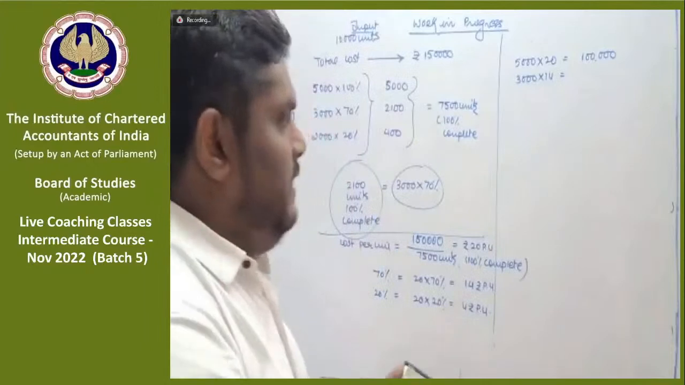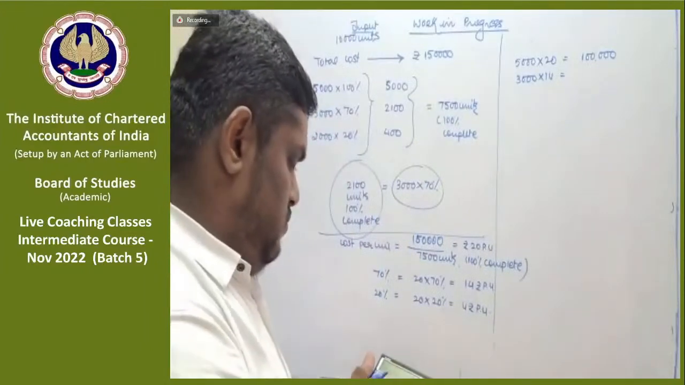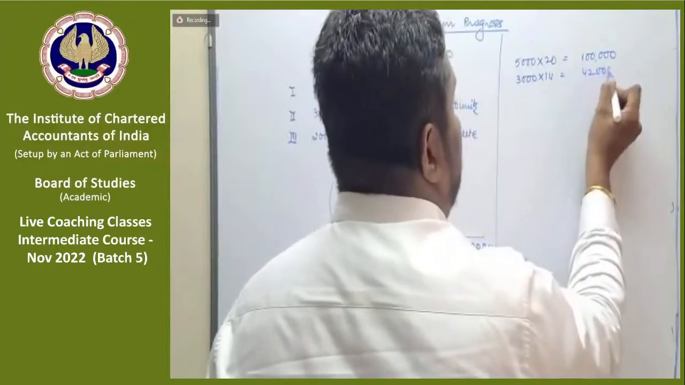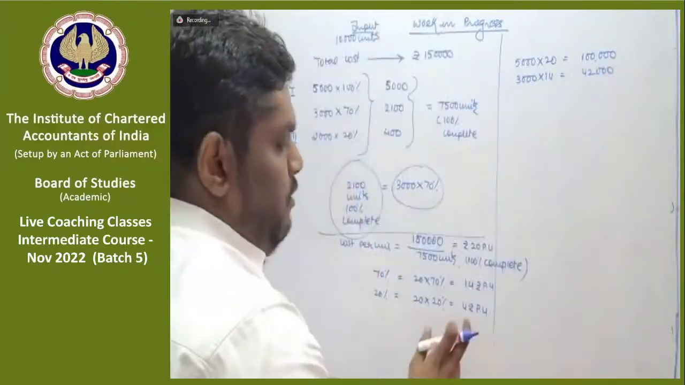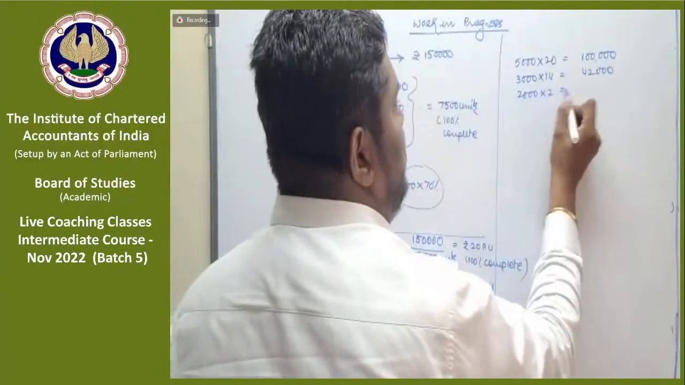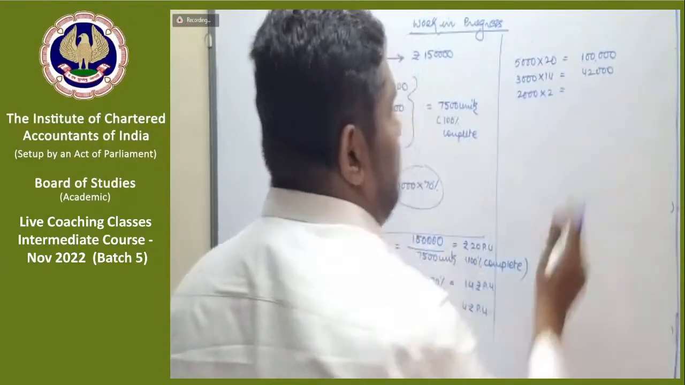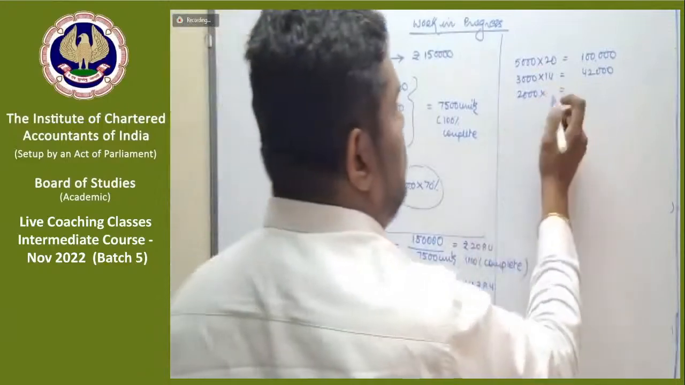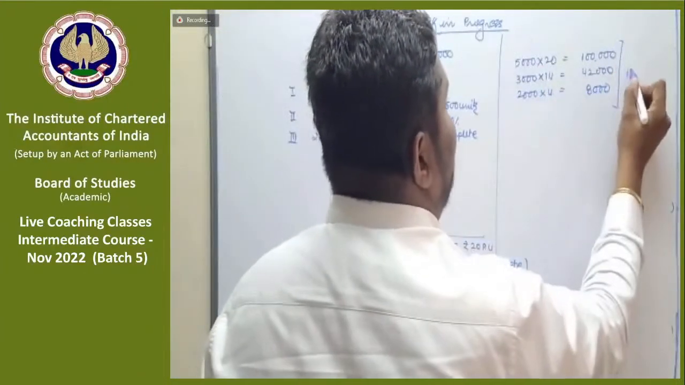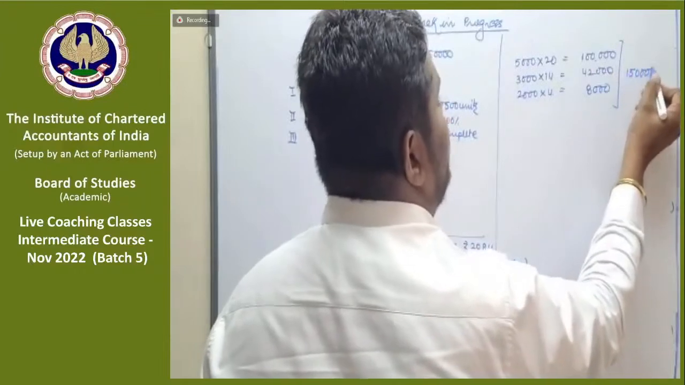So this will be 42,000. And 2,000 units, the cost per unit we have already calculated, that is rupees 4 per unit. So this will be 8,000. So this is how 1,50,000 is distributed among these three outputs.